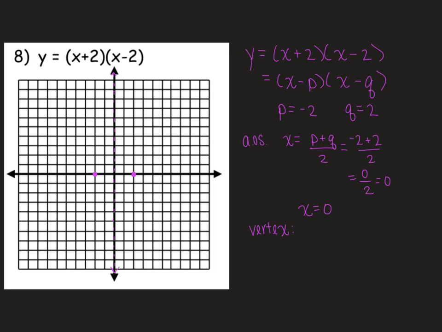And it's still the same as every other time. Your axis of symmetry is the same x value of your vertex. So we're going to plug that in and find y. So we're going to have 0 plus 2 times 0 minus 2, which is really just 2 times -2, which is -4. So my vertex: I plugged in 0, and my output was -4.